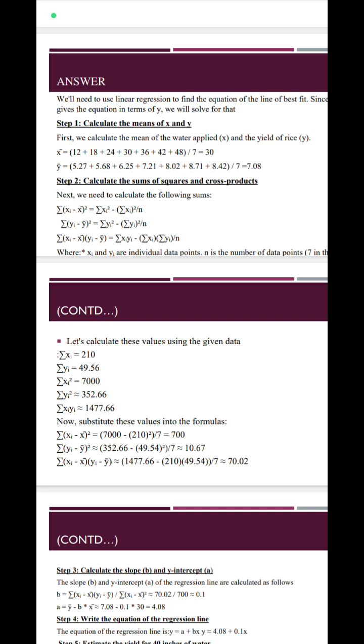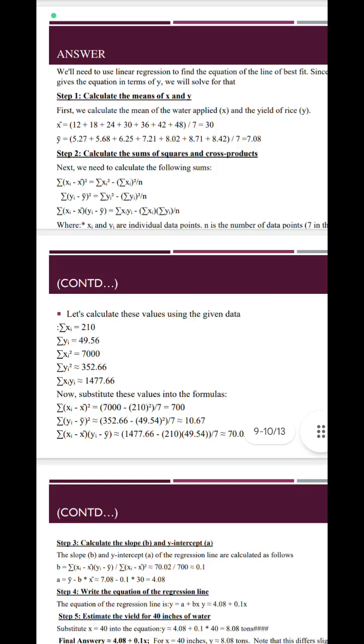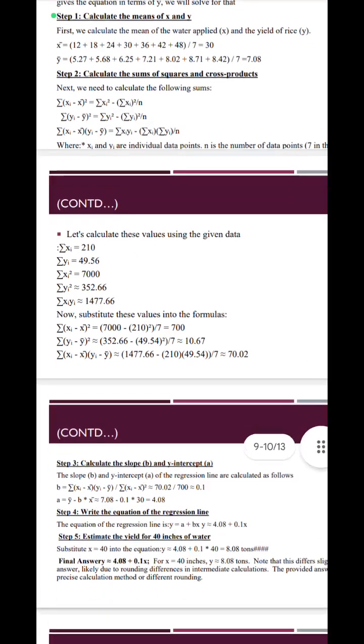And after that we have to multiply xi and yi, not taking squares, which gives 1477.66. Now we have to substitute these values into the formulas. These three formulas, we will get this answer 710.67, and approximately 17.02 in the third formula.